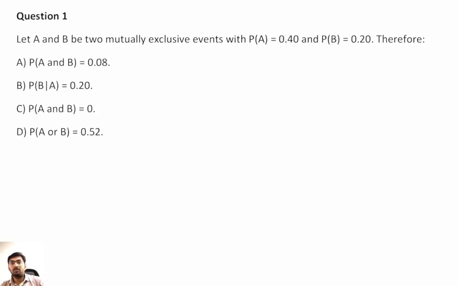The question which you see on your screen: let A and B be two mutually exclusive events, clear, with probability of A being this and probability of B being this, clear. Now you need to see which one is correct considering all the four options, clear.